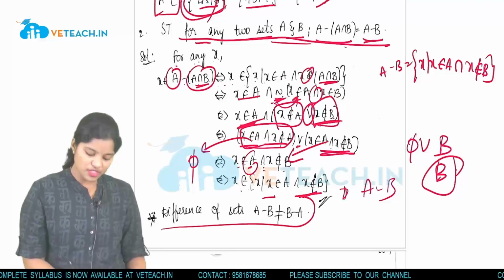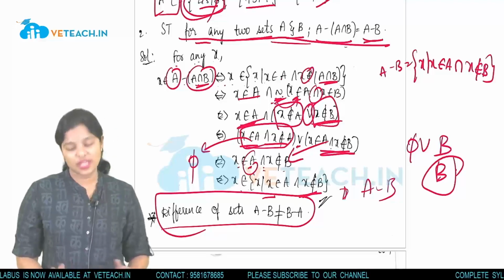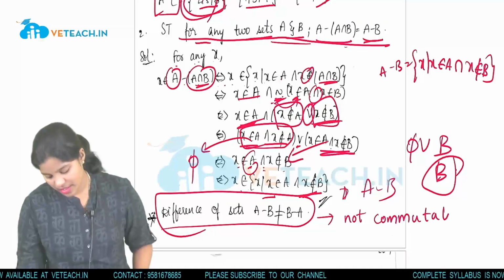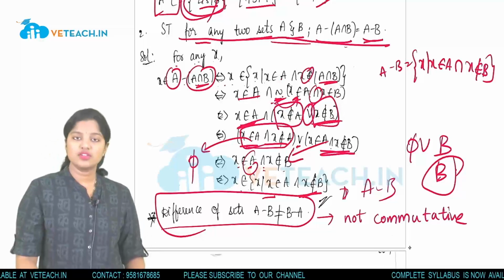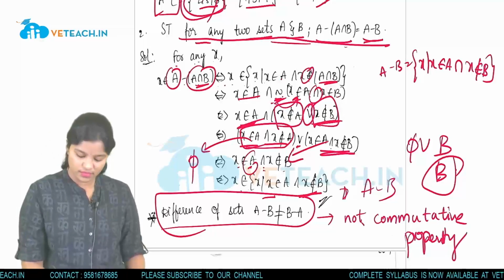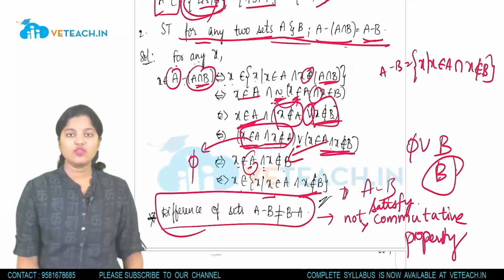So the difference of sets is not commutative. That means A minus B is not equal to B minus A. That is, it is not commutative. So it does not satisfy the commutative property.